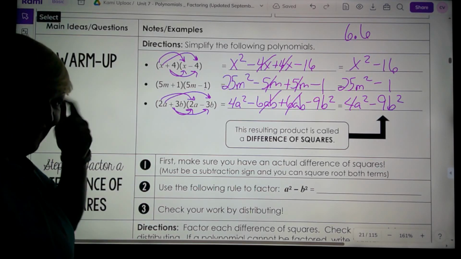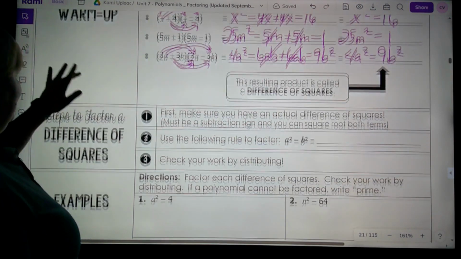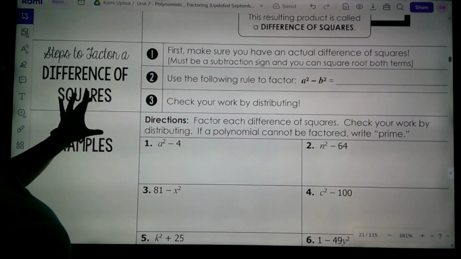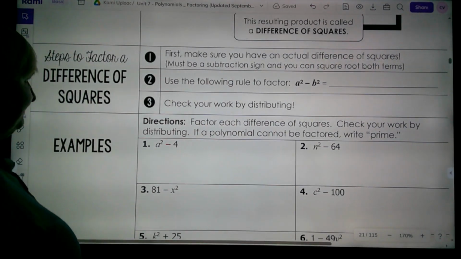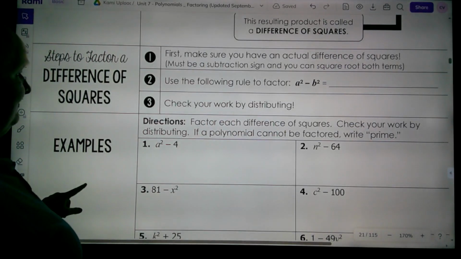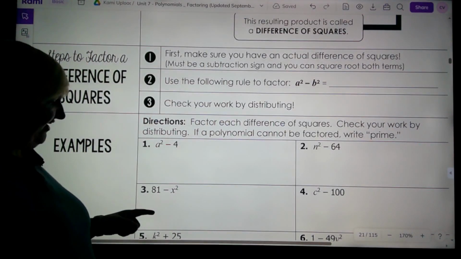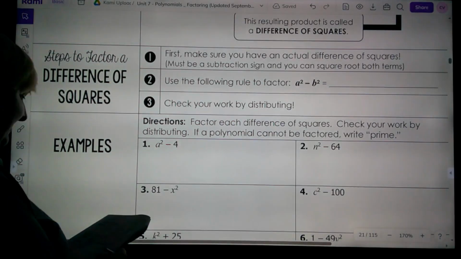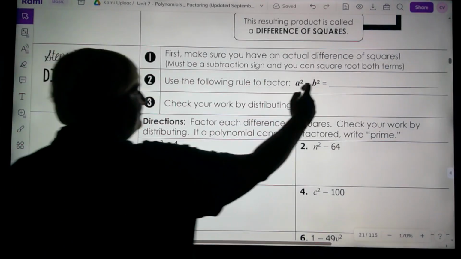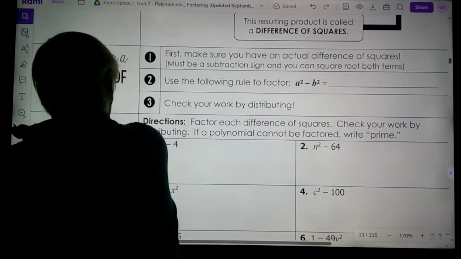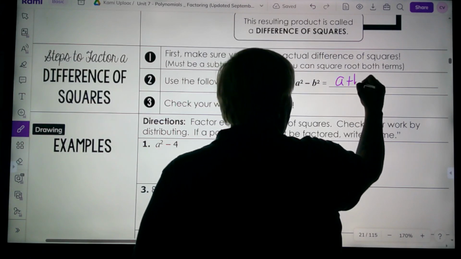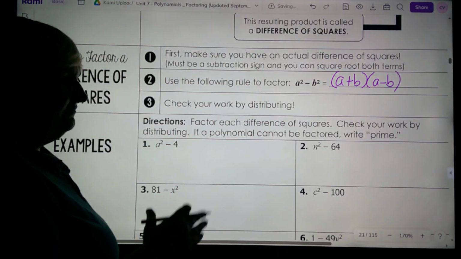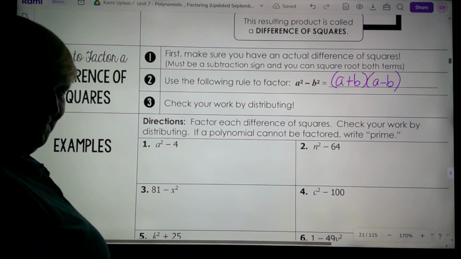You can use this knowledge, if you know your squares, to factor a difference of squares. First, make sure you have an actual difference of squares. It has to be perfect squares. It can't be almost perfect squares. Second, use the following rule to factor. You'll do a plus b times a minus b. Every time.